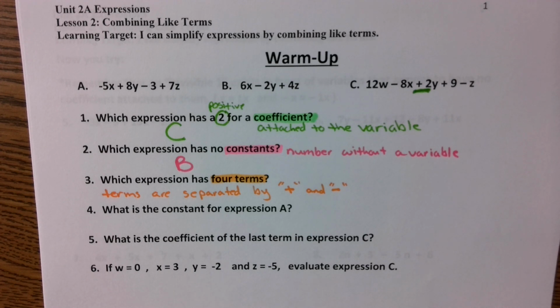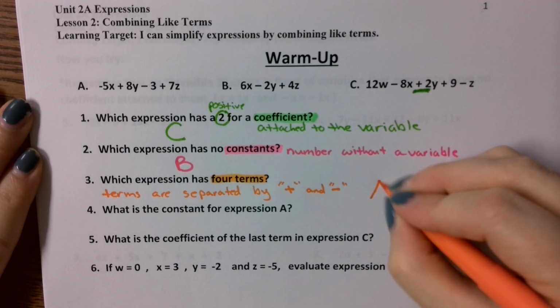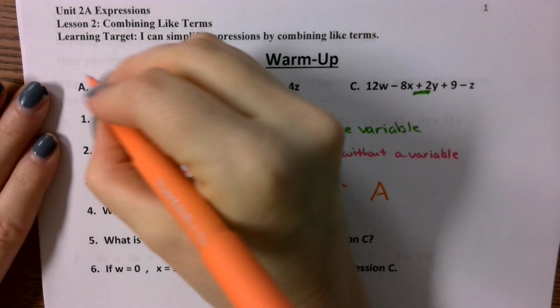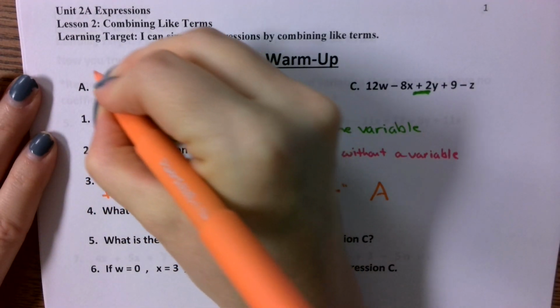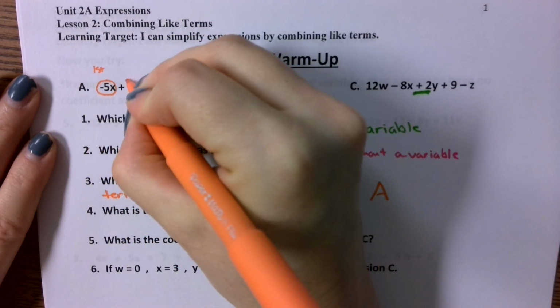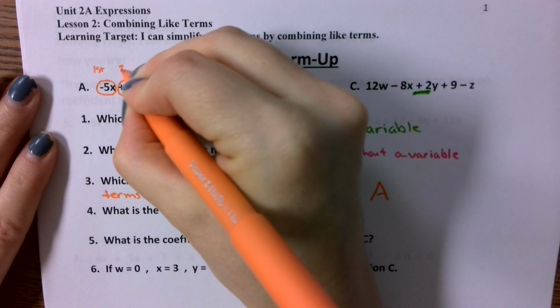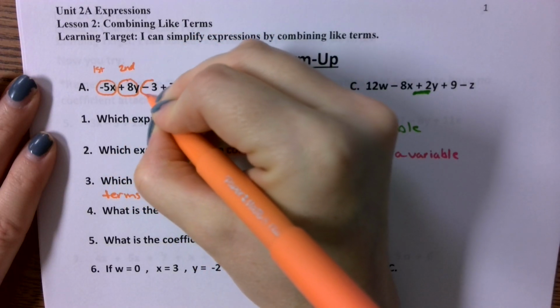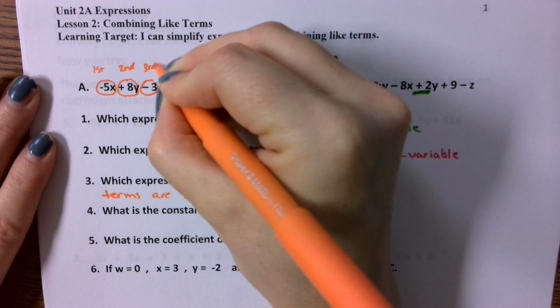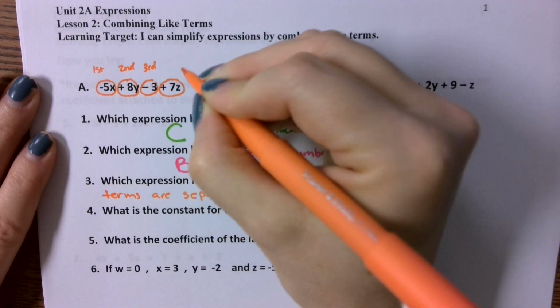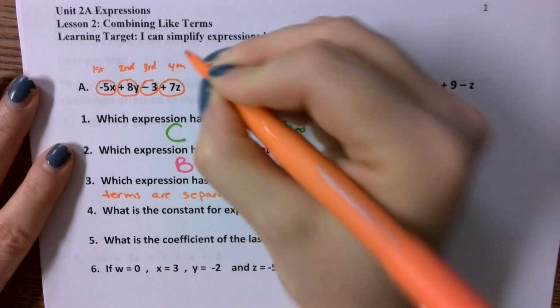Addison? A. A has exactly 4 terms, right? If we're looking, negative 5x, that's our first term. Positive 8y is our second term. Negative 3 is our third term. And positive 7z is our fourth term.